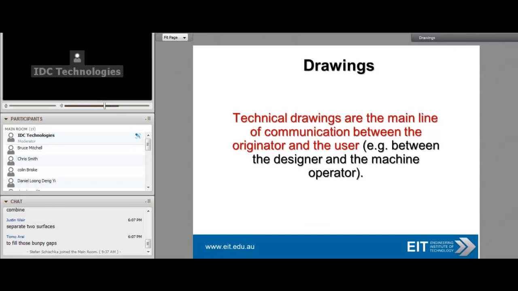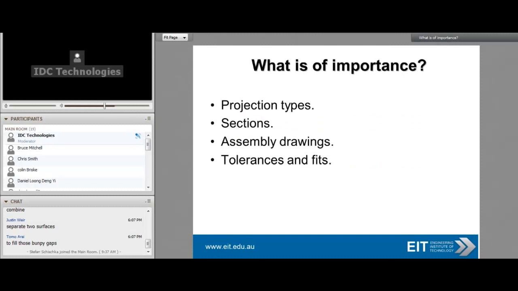Okay, as I said at the beginning, we've got a lot of stuff to get through, and it's very diverse here, guys. So let's move on to the next subject, which is drawings. Now, drawings are the main line of communication between the draftsman, the originator of the drawing itself, and the end user. And the example given here is between the designer and the machine operator. And it's important that we're able to communicate what the draftsman wants the operator, the machine operator, whatever, to produce.